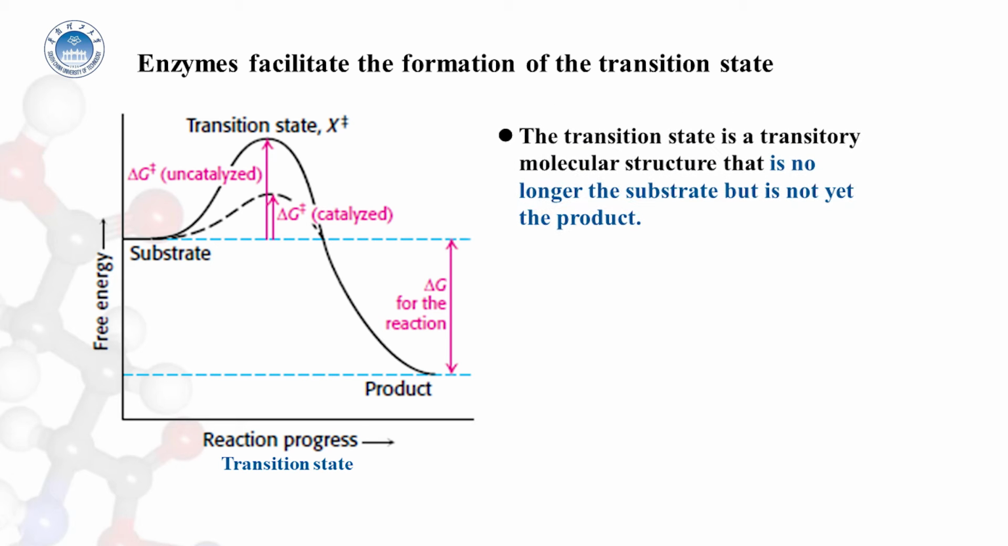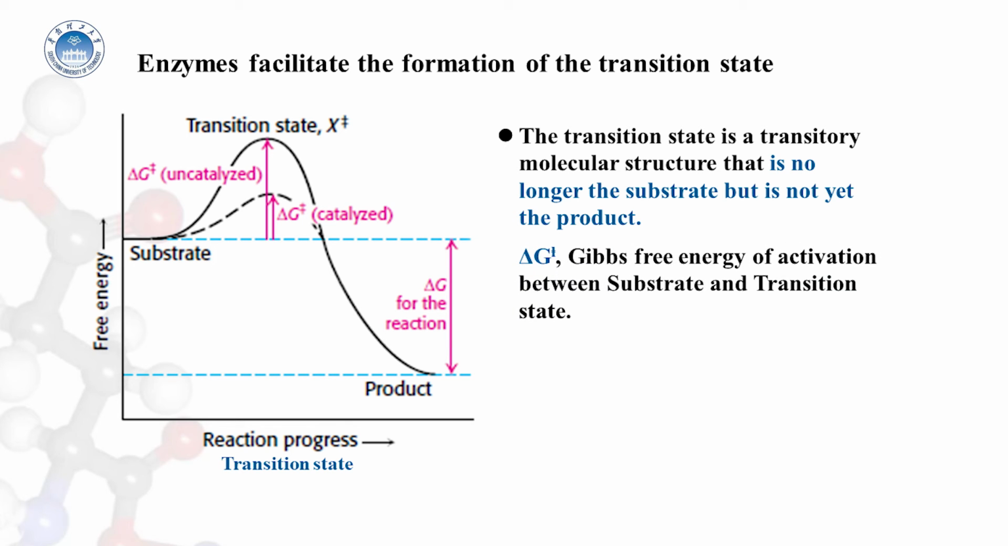The transition state is a transitionary molecular structure that is no longer the substrate, but is not yet the product. The transition state is the least stable and the most seldom occupied species along the reaction pathway because it is the one with the highest free energy. The difference in free energy between the transition state and the substrate is called the Gibbs free energy of activation, or simply the activation energy, marked as delta G.